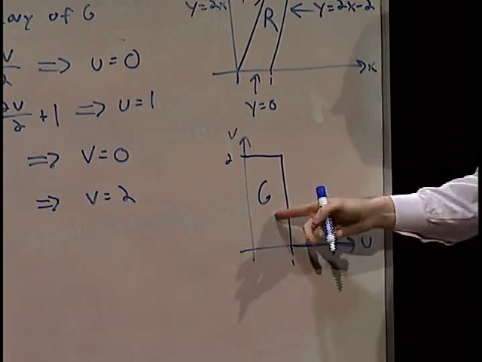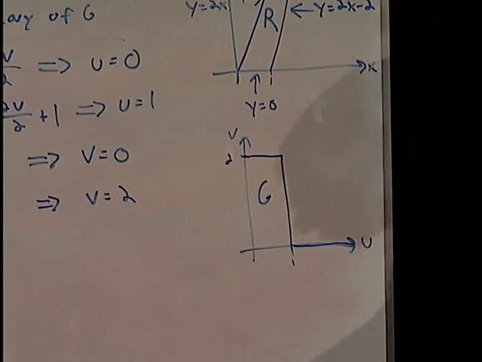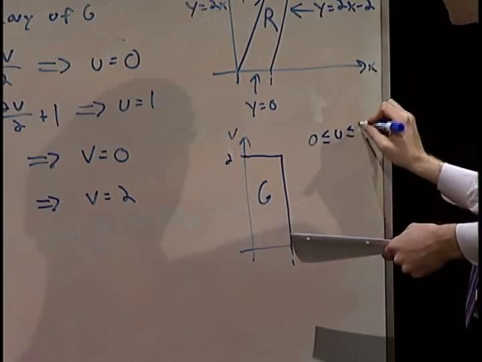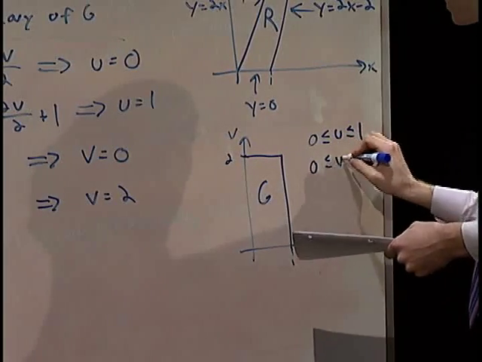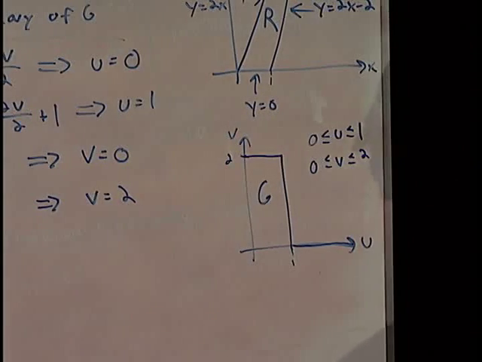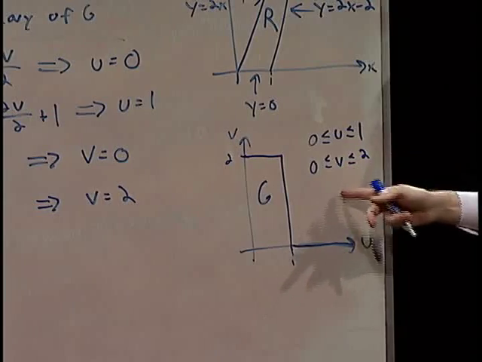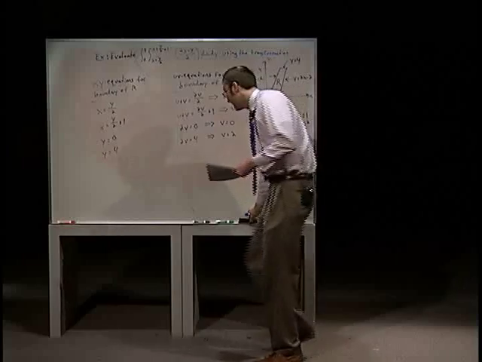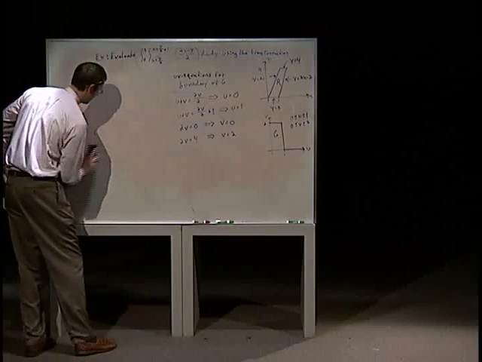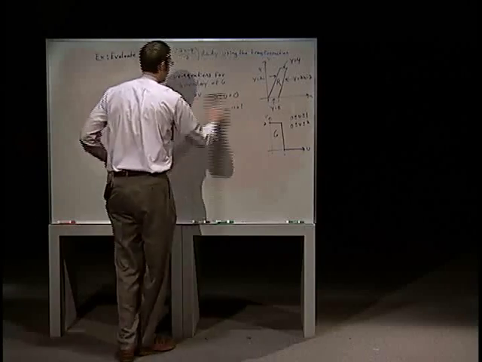So simpler looking than the region R. Okay? And this is just 0 less than or equal to u less than or equal to 1, and 0 less than or equal to v less than or equal to 2. Okay? So there's our region G. Now we need our Jacobian. So let me get rid of the chart.